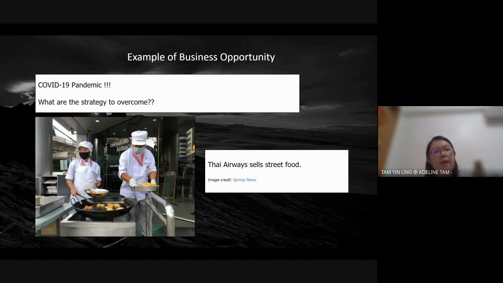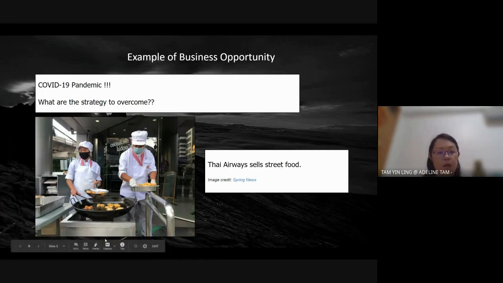Of course, many other companies are doing similar things. For example, we can see some local supermarkets. Now they start to provide delivery service. If we buy up to, let's say, 100 ringgit, they will deliver to our house with no extra charges. So this is what people are changing. The companies are changing when the pandemic comes. This is what happened to the environment. So we have to change when there is a change in the environment.